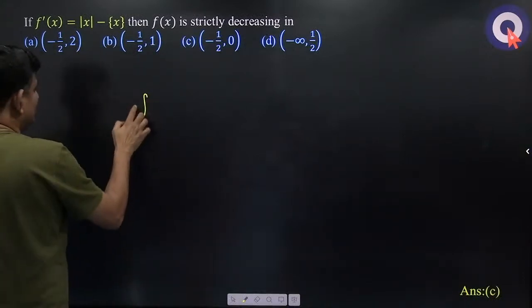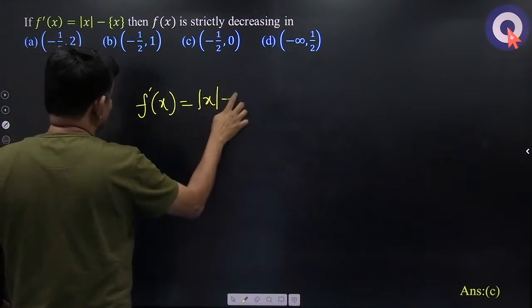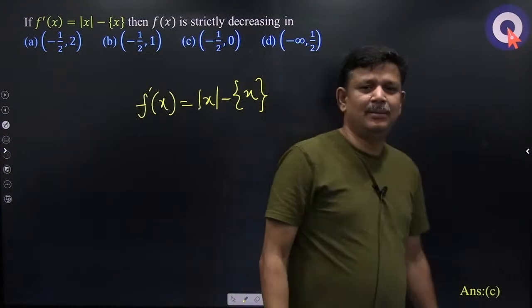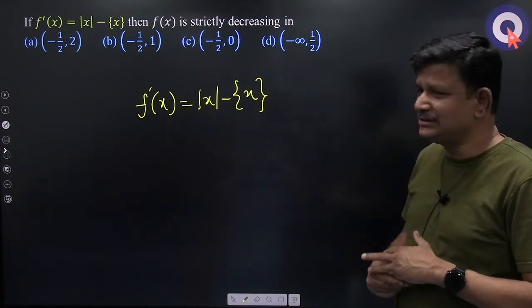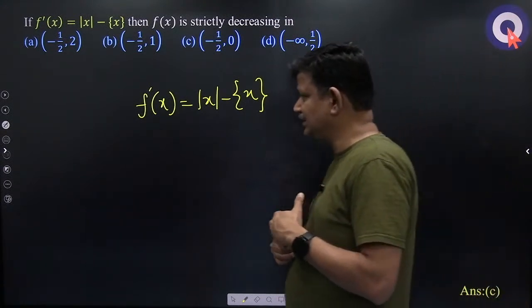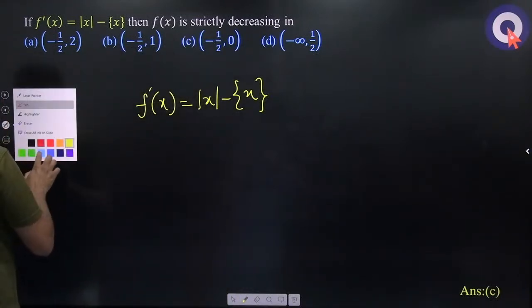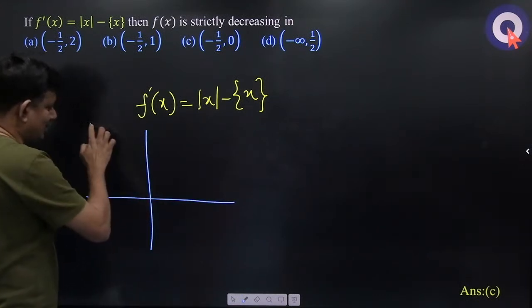Now look at this question. f dash x is given to be mod x minus fractional part of x. Then f(x) is strictly decreasing in which of these intervals? So to understand this, there are multiple ways of doing this question. One method which I would prefer is drawing a graph.